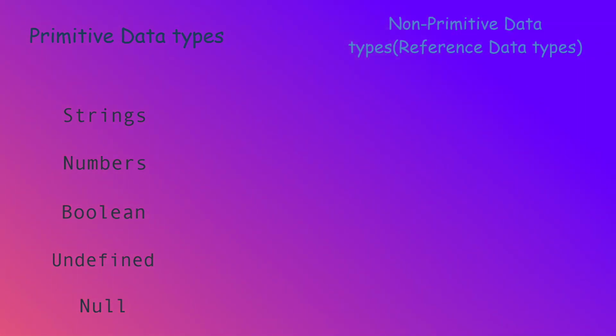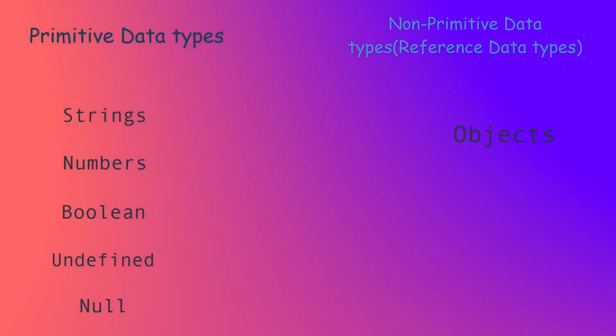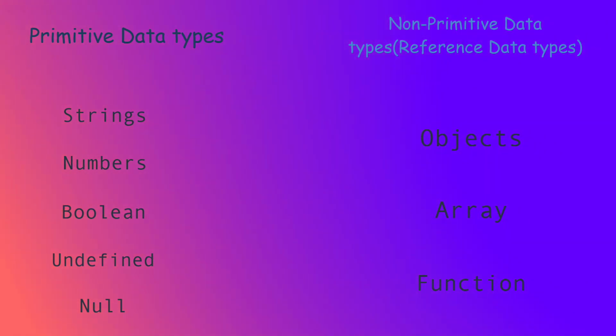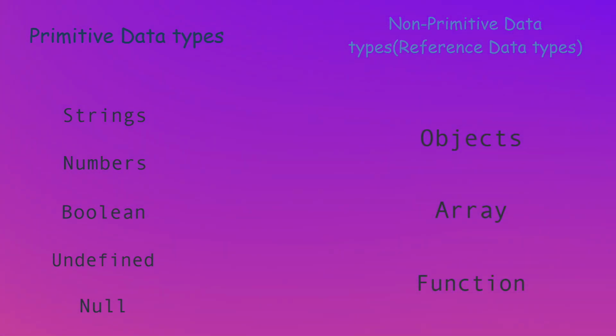So in previous videos, we've looked at strings, numbers, boolean, undefined, and we've even talked a bit about null. And all these data types are under the primitive data type. Under the non-primitive data types, or the reference data type, we have objects, arrays, and functions. In this video, let's take a look at functions.